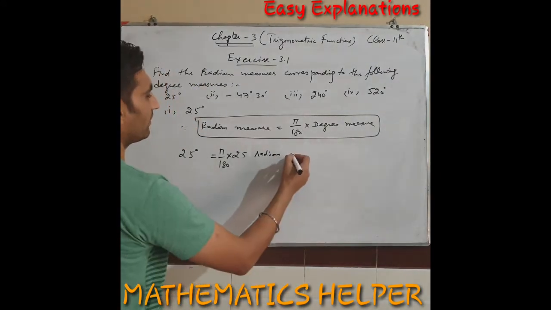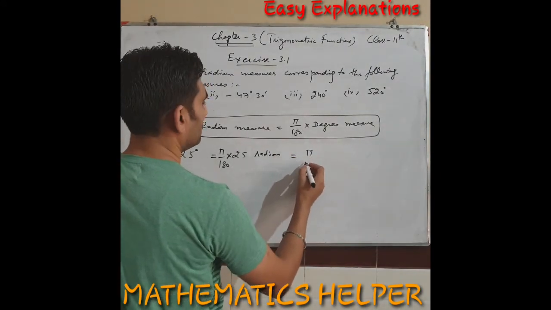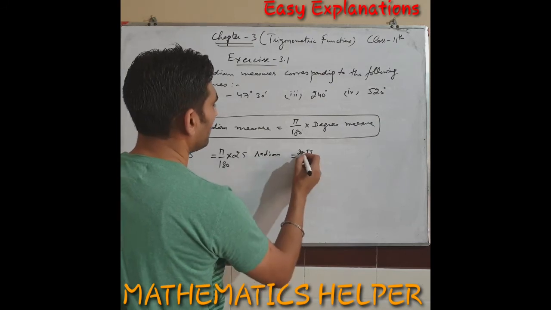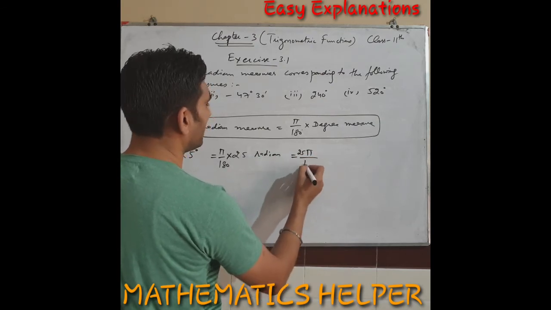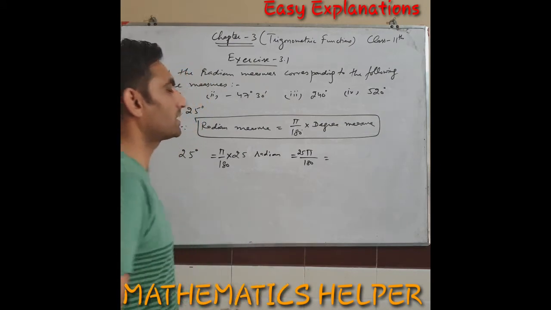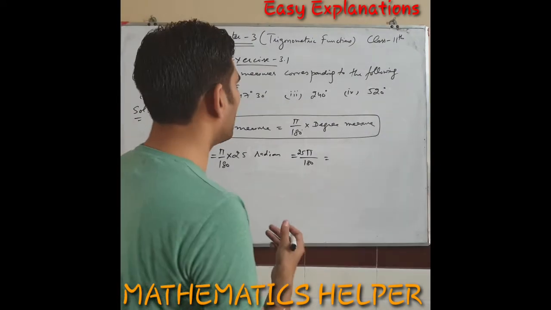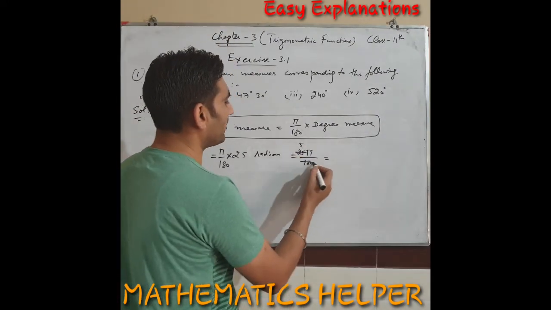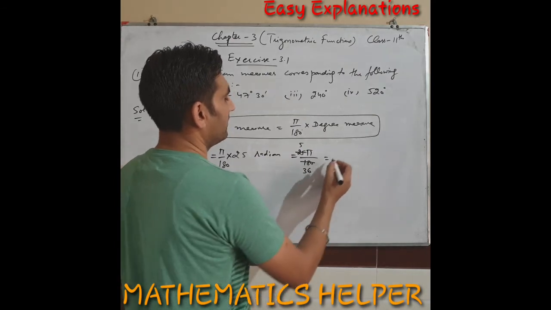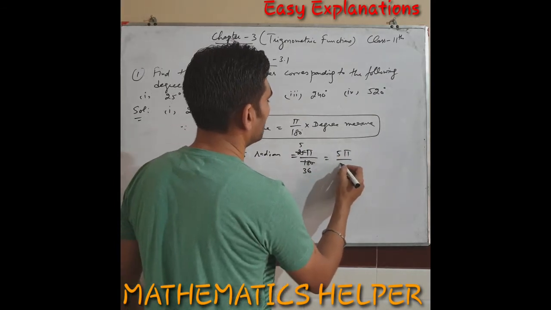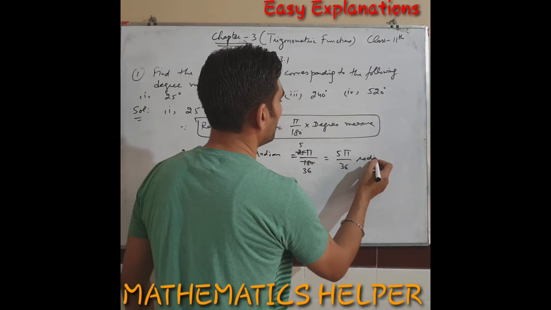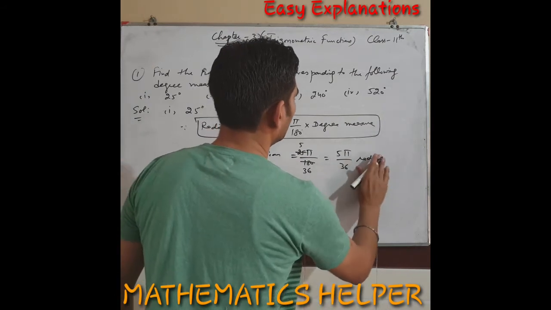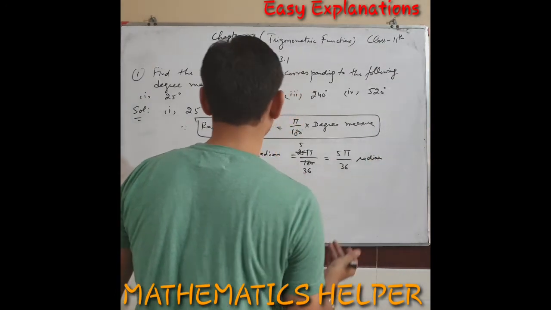Now solve it. Pi and 25 will come in front, 25 pi over 180, and if cancellation is possible, cancel that. 5 into 5, 25, 5 into 3, 15, 6. So it is 5 pi upon 36 radian. This was our part number 1. I think there is no difficulty to remember. Very simple work.